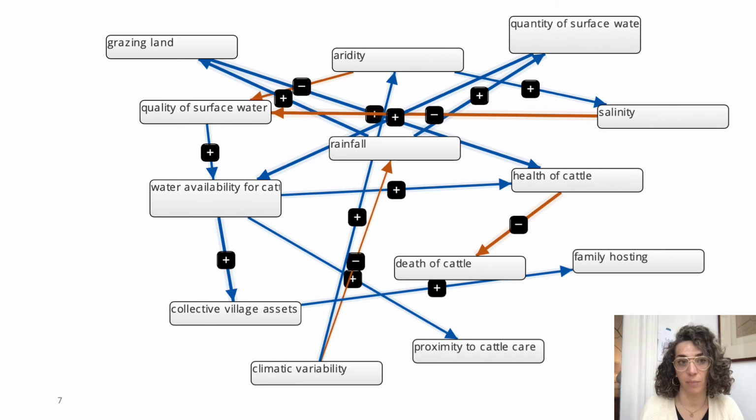This is an example from a very recent FCM that was done with one of our colleagues in Twente. And he's originally from India, and he was discussing the idea of moving or migrating because of increasing drought in an area in India that he's very familiar with. So this is what he developed.